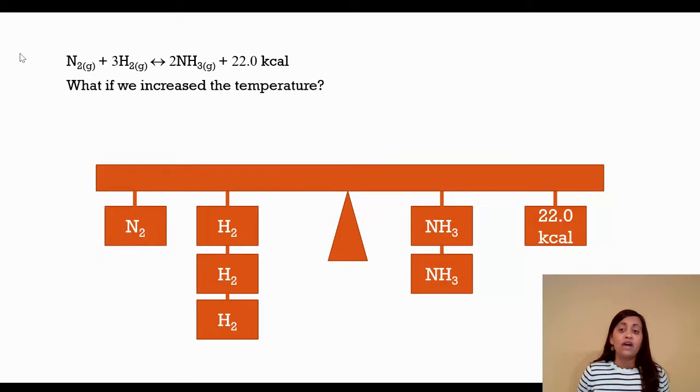Now, if we play around with temperature, remember, temperature is not the same thing as heat. Temperature is average kinetic energy. Heat is the transfer of energy. But we're going to use this as part of our demonstrations. I want to make sure that you guys remember the difference between the two.